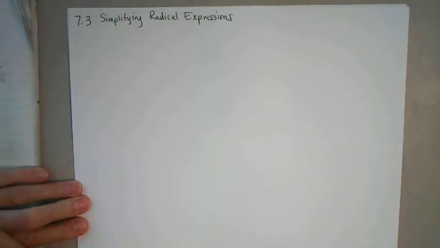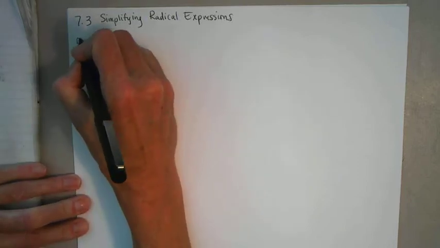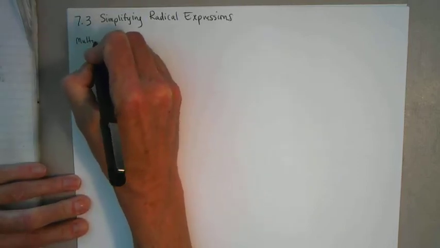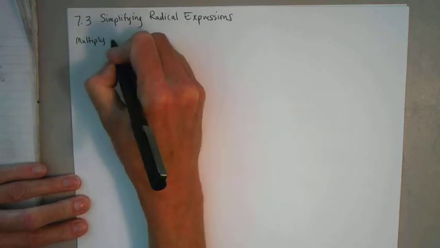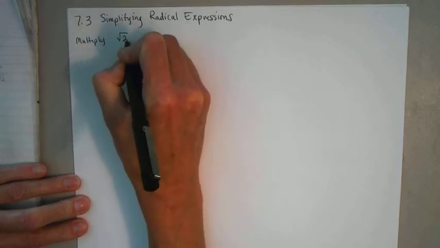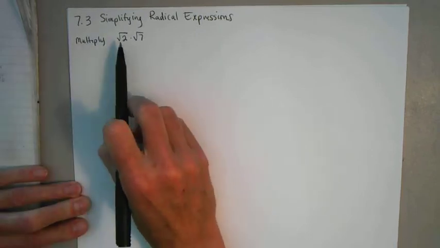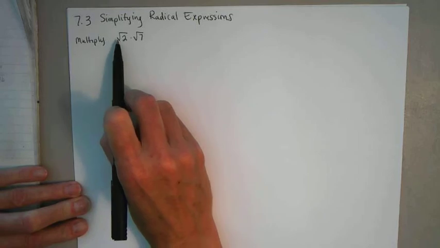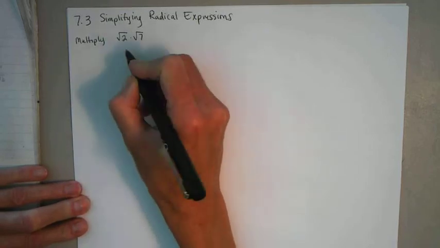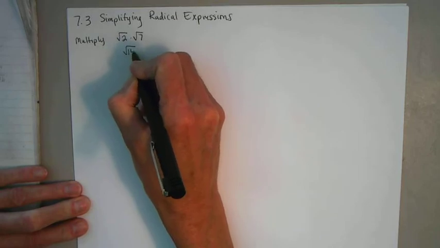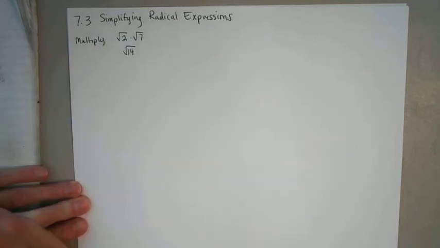The topic is simplifying radical expressions. It starts out and will give you two radicals and ask you to multiply. For example, you could see the square root of 2 times the square root of 7. The rule for multiplying radicals is that you can multiply them just like normal numbers if they're the same root. Since they're both square roots, I can multiply them and they just stay in a square root and become the square root of 14.